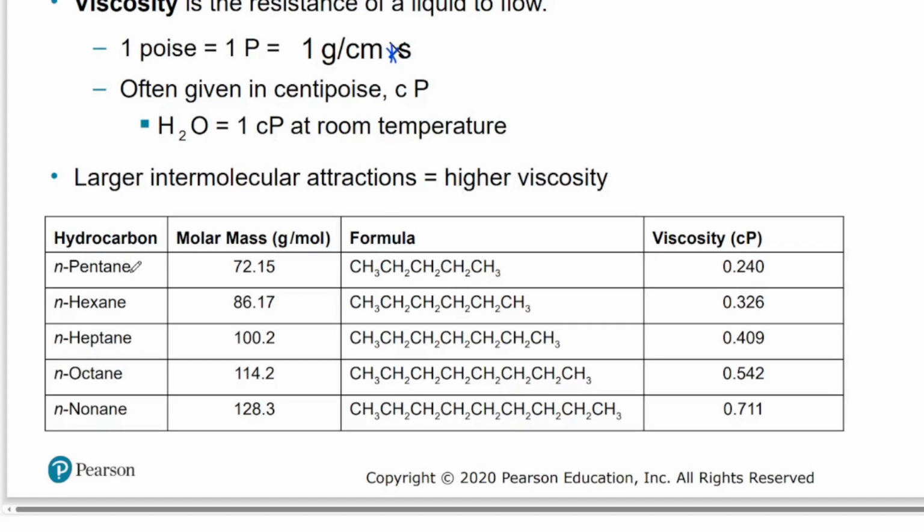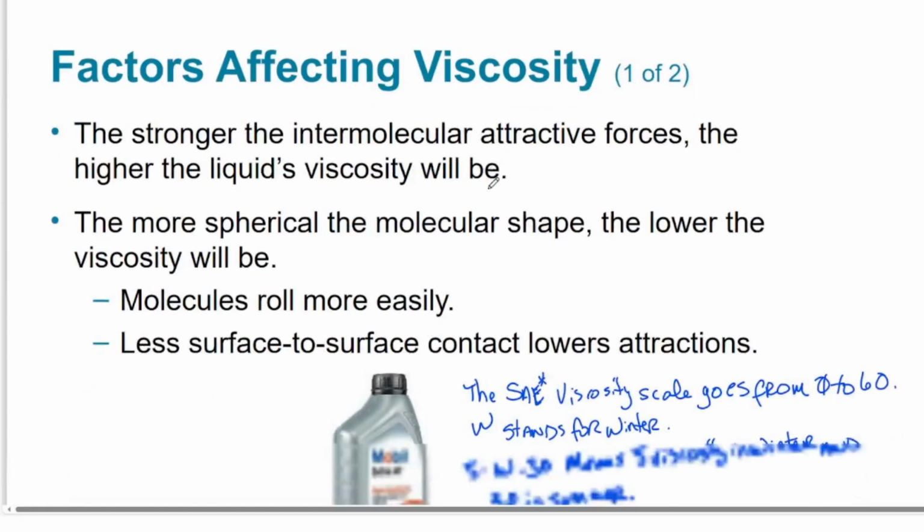For example, we saw that as the hydrocarbon chain length increases, the boiling point increases. Well, similarly, viscosity will also increase with hydrocarbon chain length. Here we have pentane versus hexane versus heptane versus octane versus nonane, which have 5, 6, 7, 8, and 9 carbons respectively. You can see that the viscosity here is given in centipoise, and it increases from 0.24 to 0.36 to 0.41 to 0.54 to 0.71 as we increase from 5 carbons to 9 carbons. So larger intermolecular interactions will lead to higher viscosity.